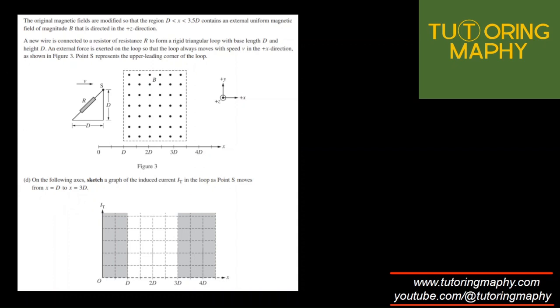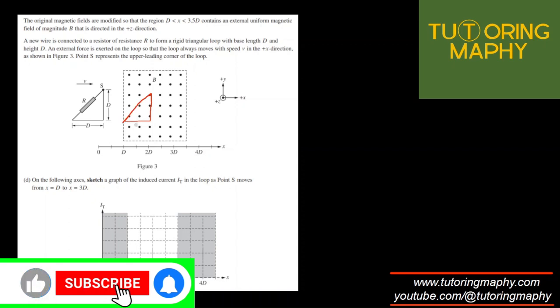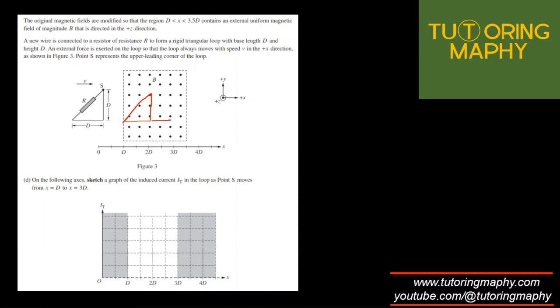Okay, one thing is for sure, that the only change is when the loop penetrates inside, like this one. Once the loop completely penetrates, to move from 2D to 3D, there is no change in the flux. So if there is no change in the flux, there is no EMF induced. So there is no current. So we know that from 2D to 3D, the current is going to be 0. Okay. What about the entering part?